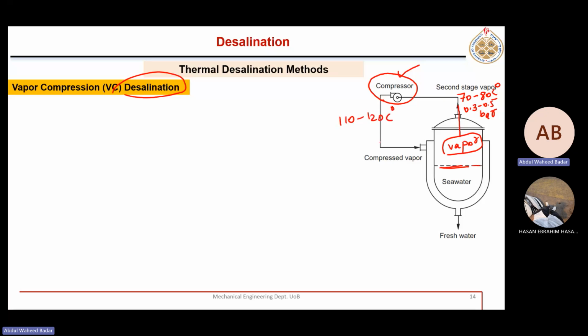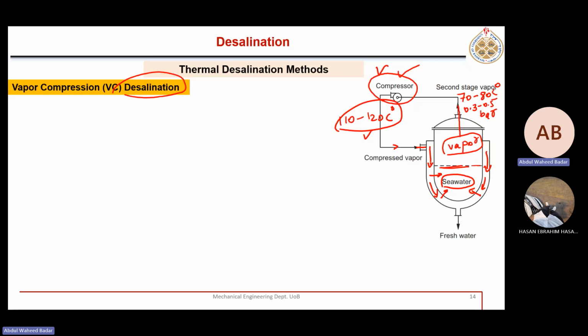Now this high temperature vapor is brought into that channel which is surrounding this seawater vessel. So what will happen, this high temperature vapor will transfer its heat to this vessel in which we have this seawater. So the energy to heat this seawater is actually coming from this compressor, because the compressor has increased the temperature of that pure water vapor.